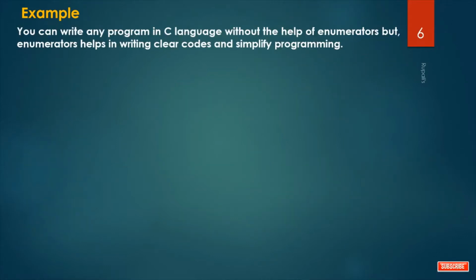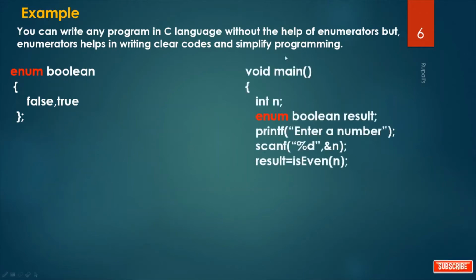You can write any program in C language without the help of enumerators. But enumerators help in writing clear code and simplify programming. See here, I define one enum. The name of the enum is boolean and the elements are false and true. So what is the value of false? It is 0. And what is the value of true? It is 1. Now start writing code. First, in void main, I declare one enum type variable result. The name of the enum is boolean. So here result is a variable of enum boolean type.